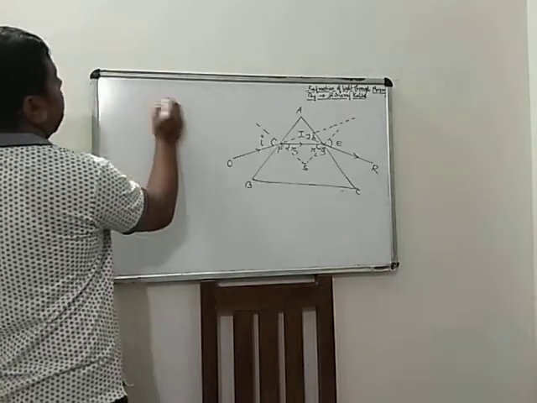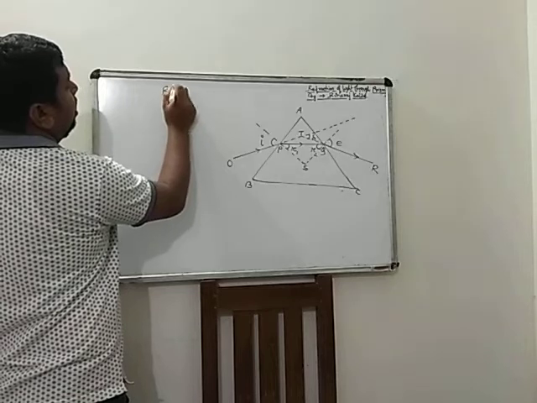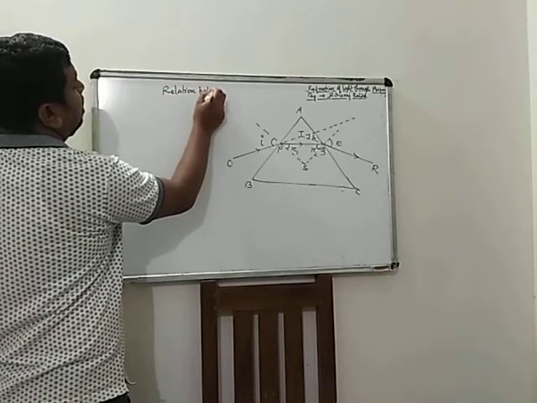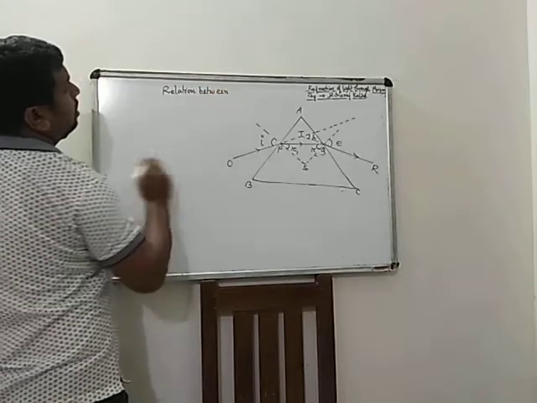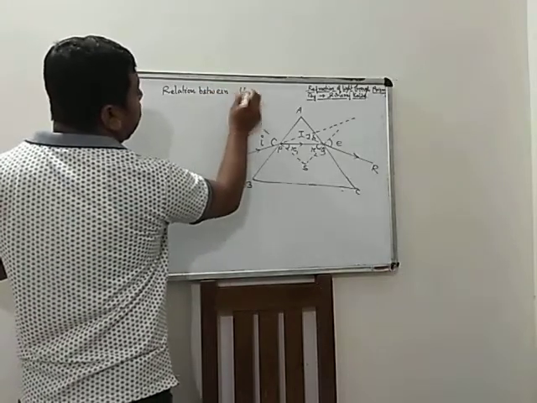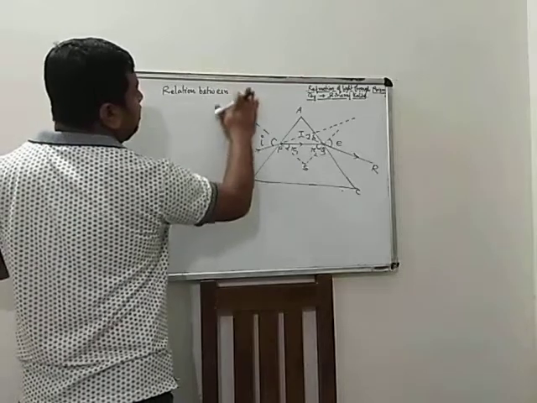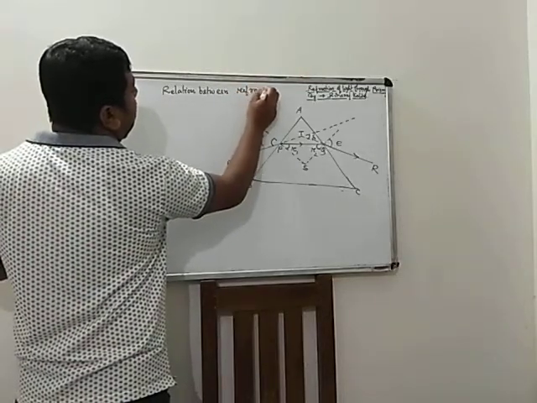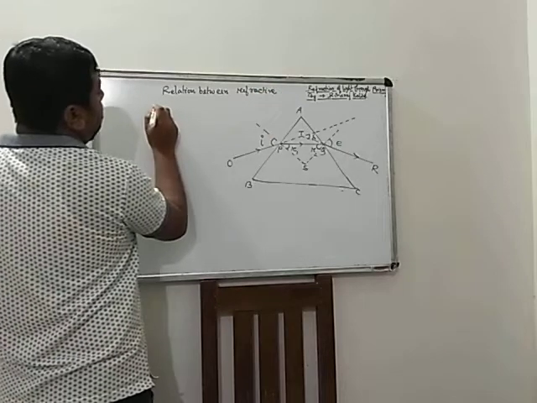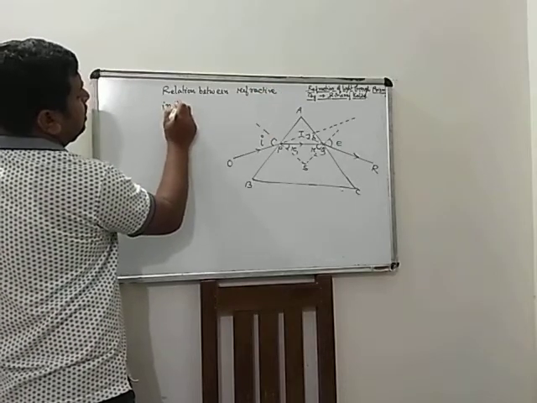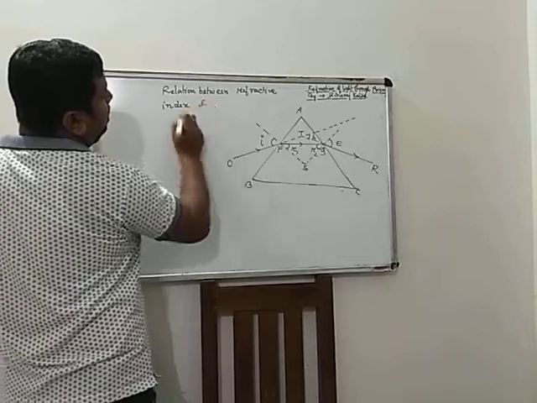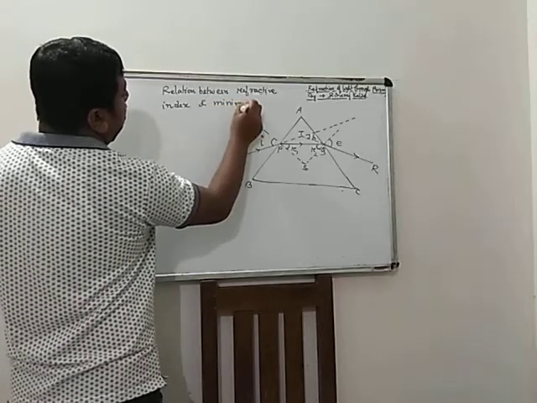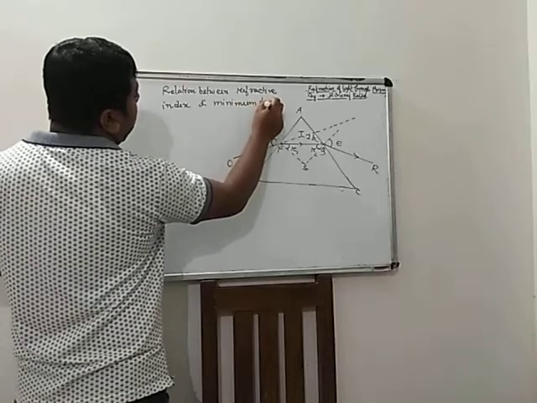Next, the relation between mu, that means refractive index, and minimum deviation.